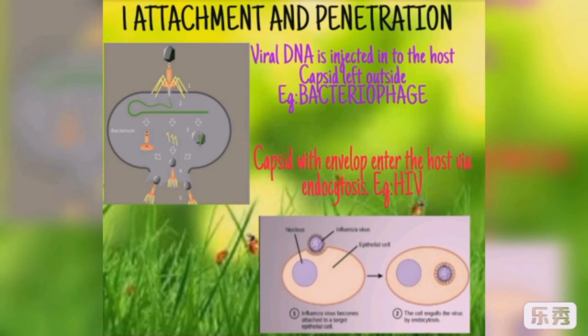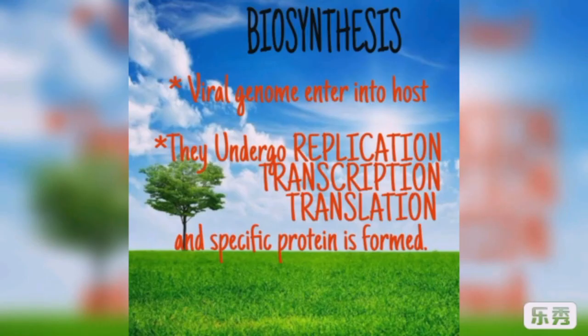Then next is penetration. In the case of DNA viruses, once they attach to the host body, they inject the viral DNA into the host and the capsid is left outside. It means the complete virus will not enter into the host body. Only the viral DNA is injected into the host body. Whereas in the case of RNA viruses, which have an envelope, the capsid with envelope enters into the host body by a process called endocytosis, and then the further changes take place from inside the host. Clear?